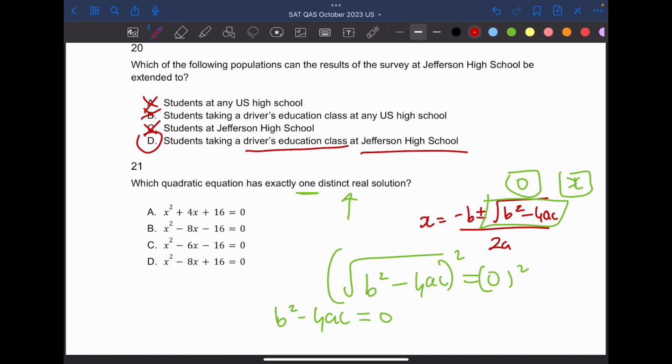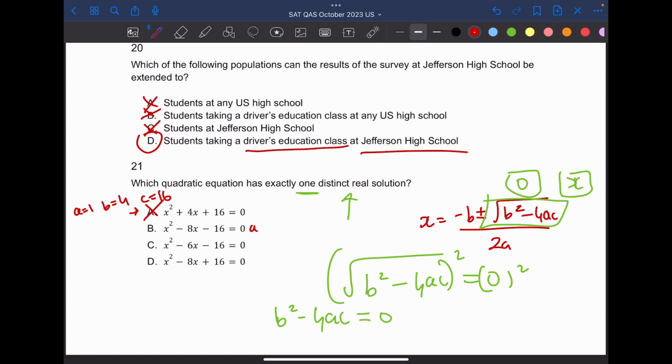Okay, so for the first one, a is equal to 1, b is equal to 4, and c is equal to 16. If you put this here, b squared would be 16, and then minus 4 times 1 times 16. Does this sound right? Will it give you 0? You can put it in a calculator, but the answer is no. So A is wrong.